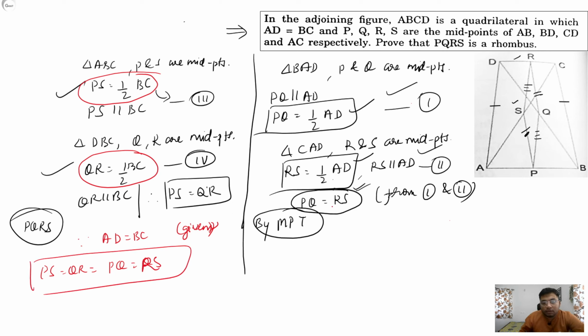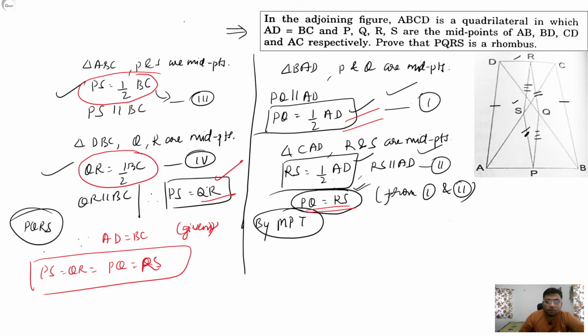I'll explain this point again. PQ equals RS we had already proven. It happened because they were both equal to half of AD. I have also proven PS equals QR, but why did it happen? Because they were both equal to half of BC. But don't you think AD and BC, as given in the question, were already equal? So if AD and BC are equal to each other, then the results that AD and BC are individually producing should also be equal to each other. So PQ equals RS should actually be equal to PS equals QR.